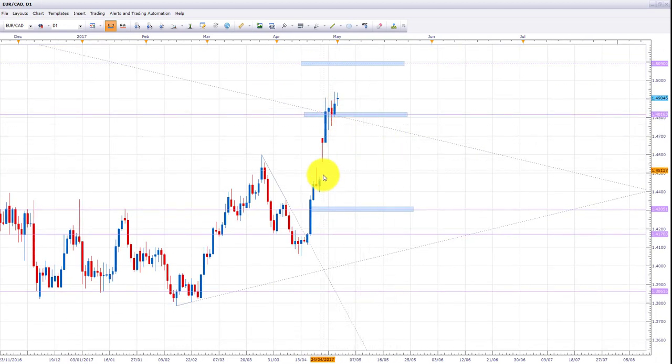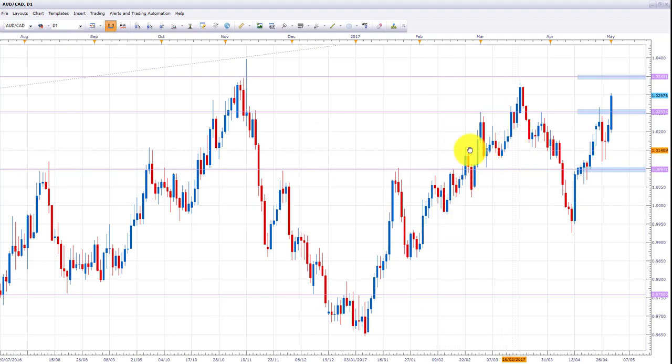If we do get a break back inside this major trend line, I'm going to be looking for this gap to close, and looking for the psychological level of 1.4500 down here.